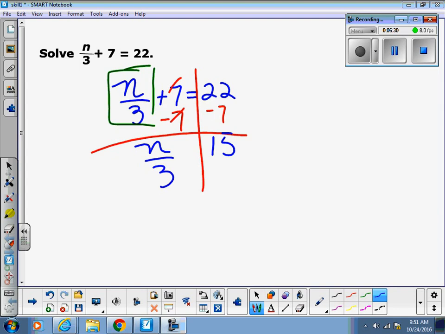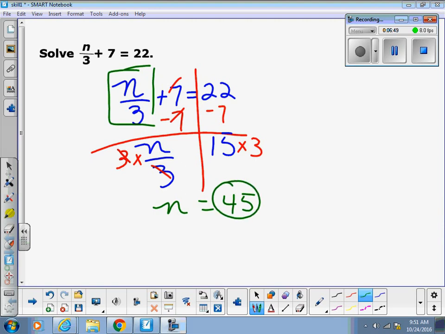Remember, n over 3 is really division. It's n divided by 3. So to undo the division, we are going to multiply by 3 on both sides. The 3's cancel. We get n equals 45. And that's it. To check your work, you just take that 45 and plug it back in over here. And when we do 45 divided by 3, that's 15 plus 7, we get the 22. So that worked out.